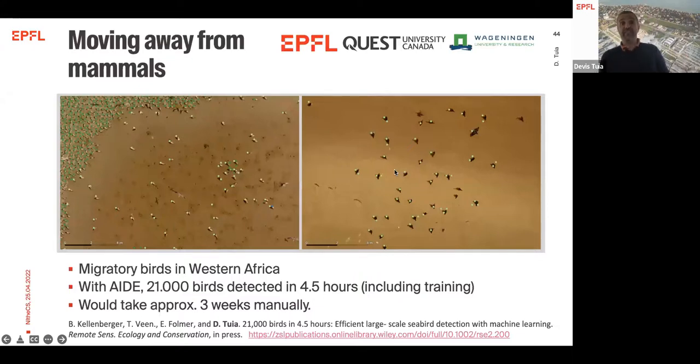And it's being used. We have our colleagues at Quest in Canada. They are interested in bird migrations, and they know that the birds tend to nest in this highland on the west coast of Africa. So they went there with their drones, took some footage, and then we used AIDE to decrease the annotation time from 3 weeks to 4.5 hours. So everybody was extremely happy to use AIDE for something practical, and not just for a paper, but for an actual conservation action.